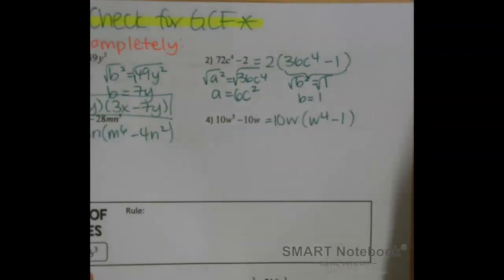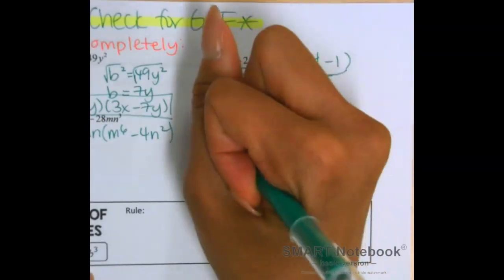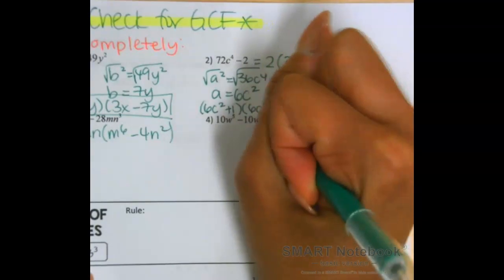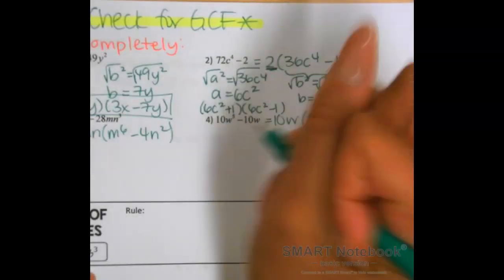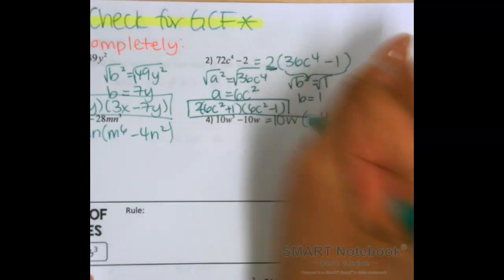So the last thing I'm going to do is just write my two binomials. So I'm going to write this as 6c squared plus 1, 6c squared minus 1. Is there anything I'm forgetting before I box that as my answer? The 2 that you have at the front. So don't forget to recopy that 2 that you factored out at the beginning.